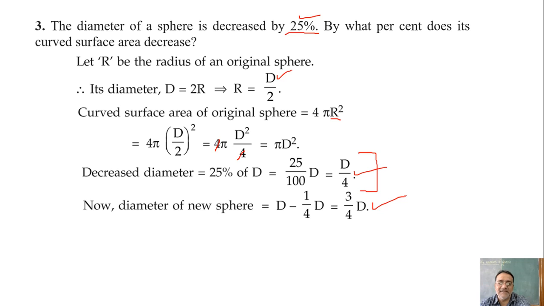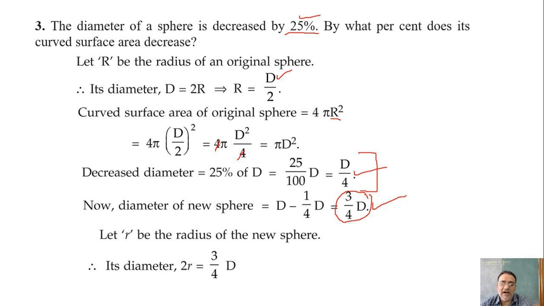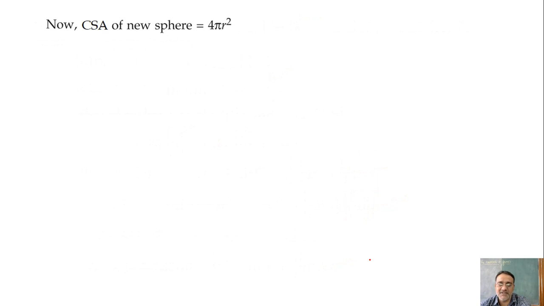Yes, sir. Now we have to find curved surface area of new sphere. Same formula यूज करेंगे. So curved surface area of new sphere, डायमीटर कितना हो जाएगा? This is the diameter, and let this is equals to 2 small r. So r will be 3 by 8 d. This is the radius, new radius. Okay. So now we are going to find curved surface area of new sphere, that is 4 pi r square.